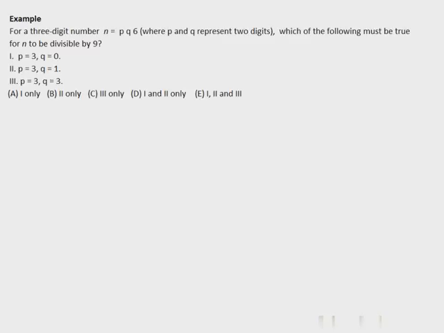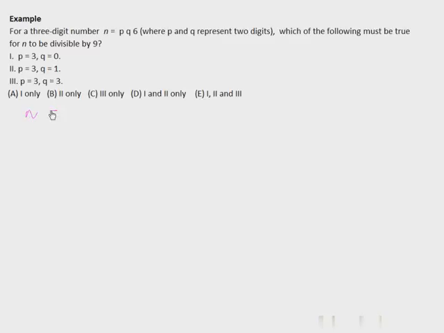Let's look at an example. For a 3-digit number n, PQ6. So the digits of n are P, Q and 6. The hundreds digit is P, the tens digit is Q, and the units digit is 6. Which of the following must be true for n to be divisible by 9?